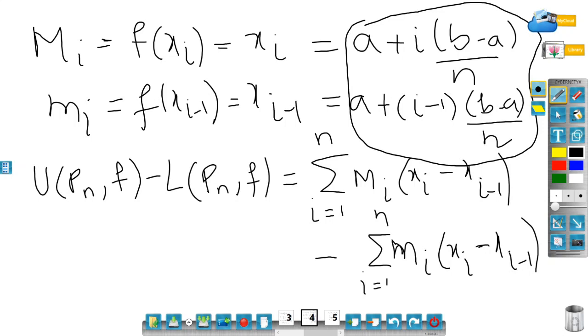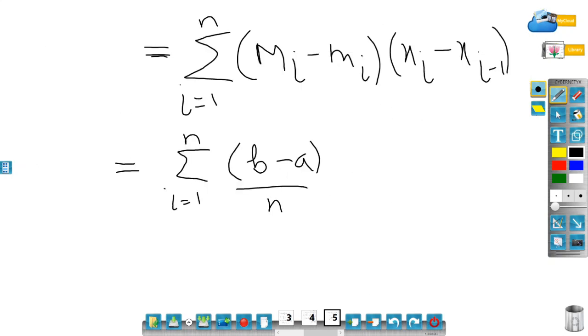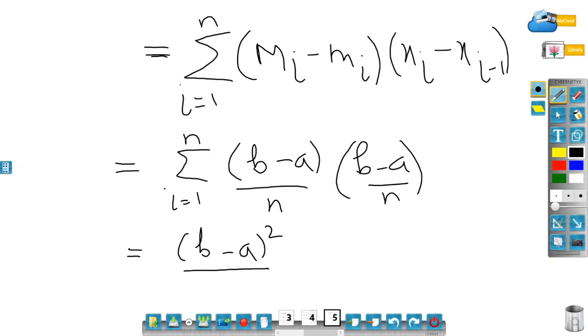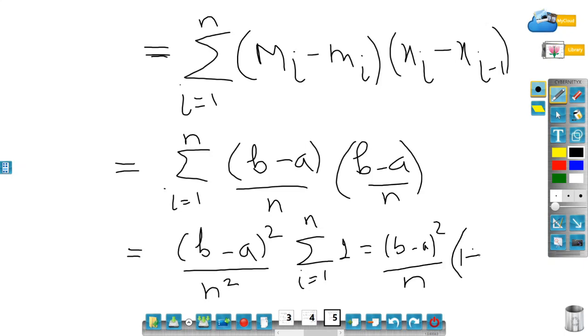And what is my xi minus xi minus 1? That difference is also the same, so it is again (b minus a) upon n. And this is the same as (b minus a) whole square divided by n square. This n and (b minus a) is independent of the summation index, so 1 times n times 1. Now this is the same as (b minus a) whole square divided by n, times the sum of 1 added n times, 1 plus 1 plus up to n. So 1 added n times.